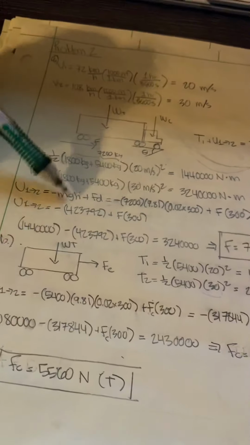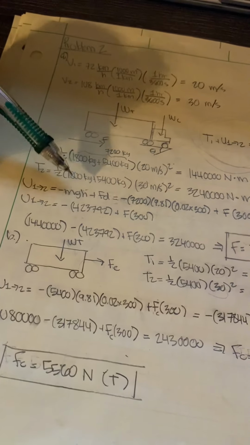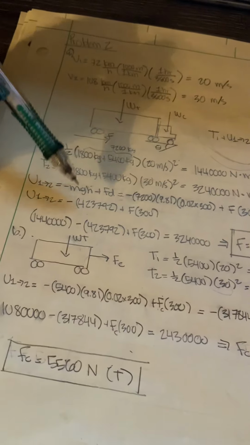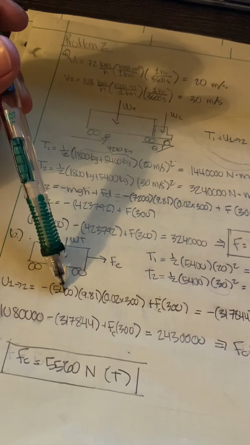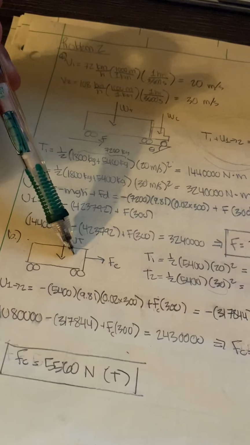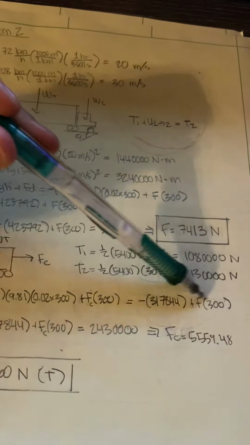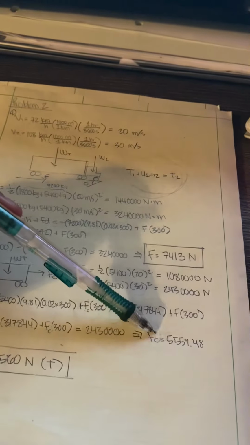Our work of the weight is the same as up here, the M minus mgh plus Fd, but this time we're only keeping account of the weight of the trailer, and then this is what we end up with. We plug all of these into the equation, and we solve for the force of the cab, and that's what we end up getting.